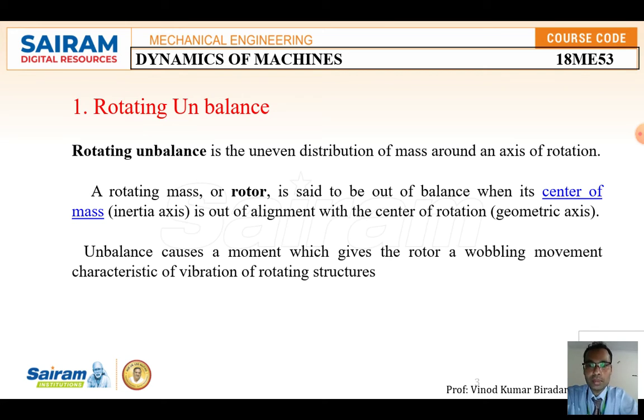A rotor with a mass is said to be out of balance when its center of mass, that is the inertia axis of the given mass, is out of alignment with the center of rotation, that is the geometrical axis. Unbalance causes a moment which gives the rotor a wobbling motion, characteristic of the vibration of the rotating structure.